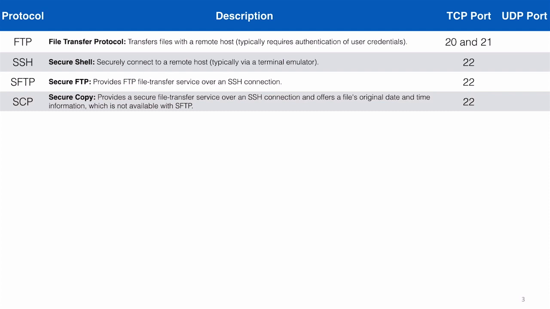This is going to be similar to SFTP. It's going to give a file transfer service over a secure shell connection. One thing that distinguishes it, though, from SFTP is that when we're looking at the file information, we can see the file's original date and time information. You don't get that with secure FTP. But again, because we're using secure shell as our transport, it's the same port number. So far, the memorization shouldn't be too hard. We've only looked at a few port numbers. So again, it's TCP port 22.